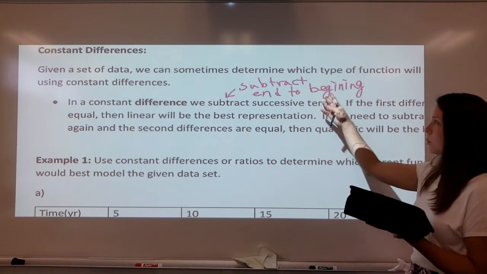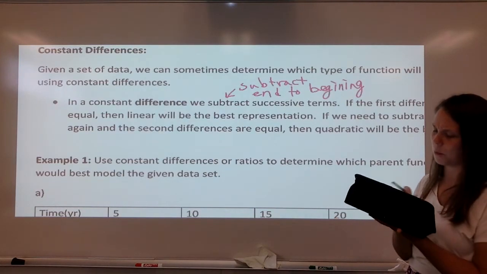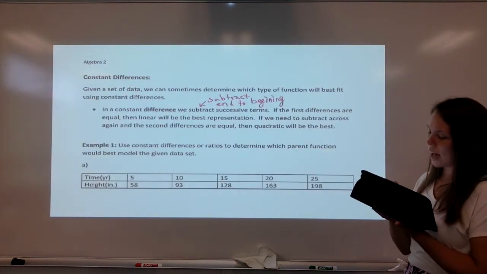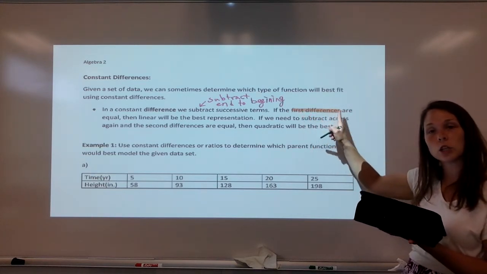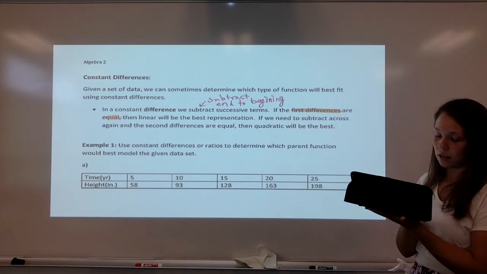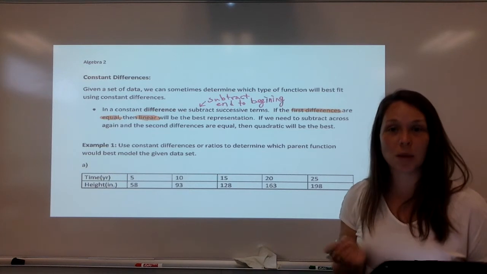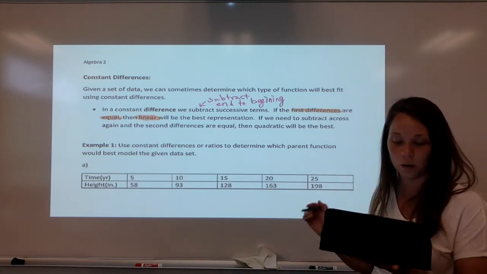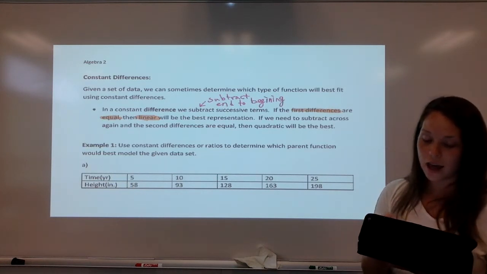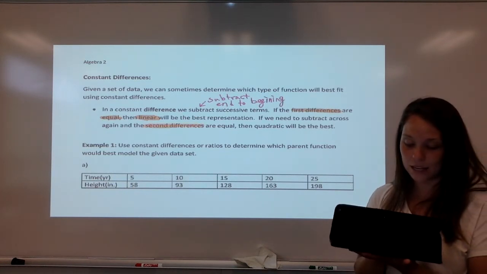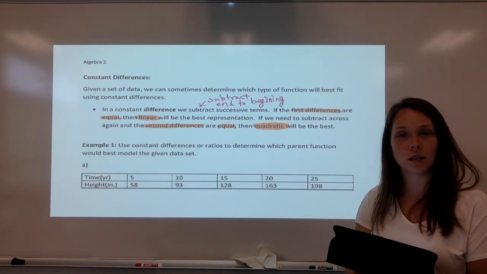And I'll show you exactly what that means in the example problem below if you're still a little confused on what that is talking about. Two things to highlight here. First difference is, if when we do the subtraction the first time around, the numbers are all equal, then we can say a linear function is going to best represent this table of information. If it's not the same the first time around when we do our subtraction, and we have to subtract a second time to get it to be the same, then we're going to say that it's a quadratic function.